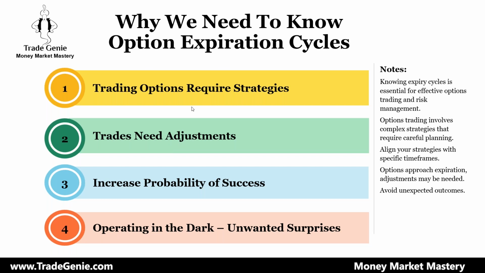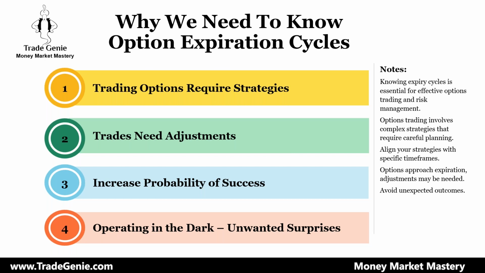The more knowledge we have, the more options we have. So we need to have multiple options, meaning multiple paths. If you don't have multiple paths to get to the point where we are going, then we don't end up where we are going. So increase the probability of success. You're increasing the probability of success by knowing the option expiration cycle. So you're not operating in the dark, and there are no unwanted surprises. You're getting prepared. Education is knowledge, and you're getting prepared.